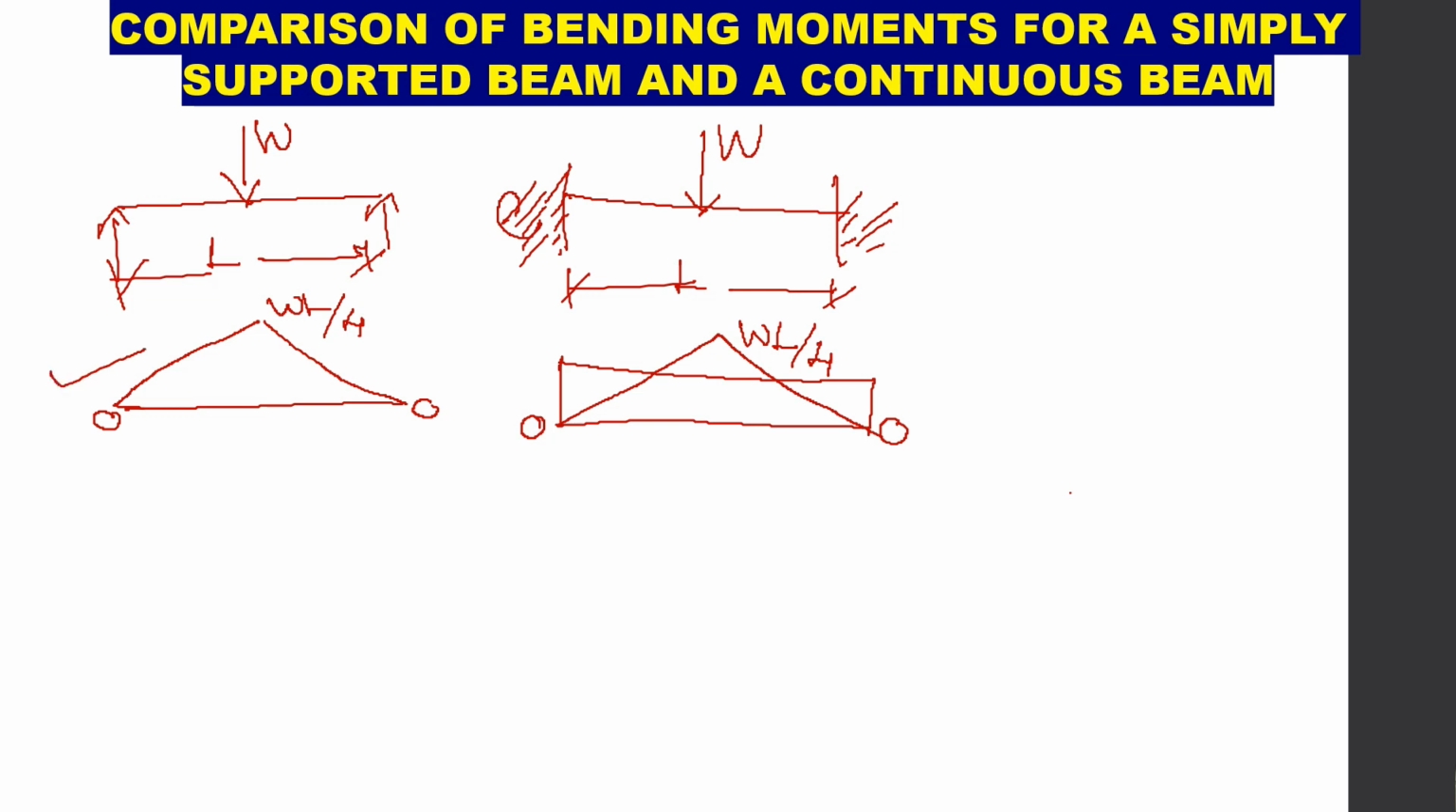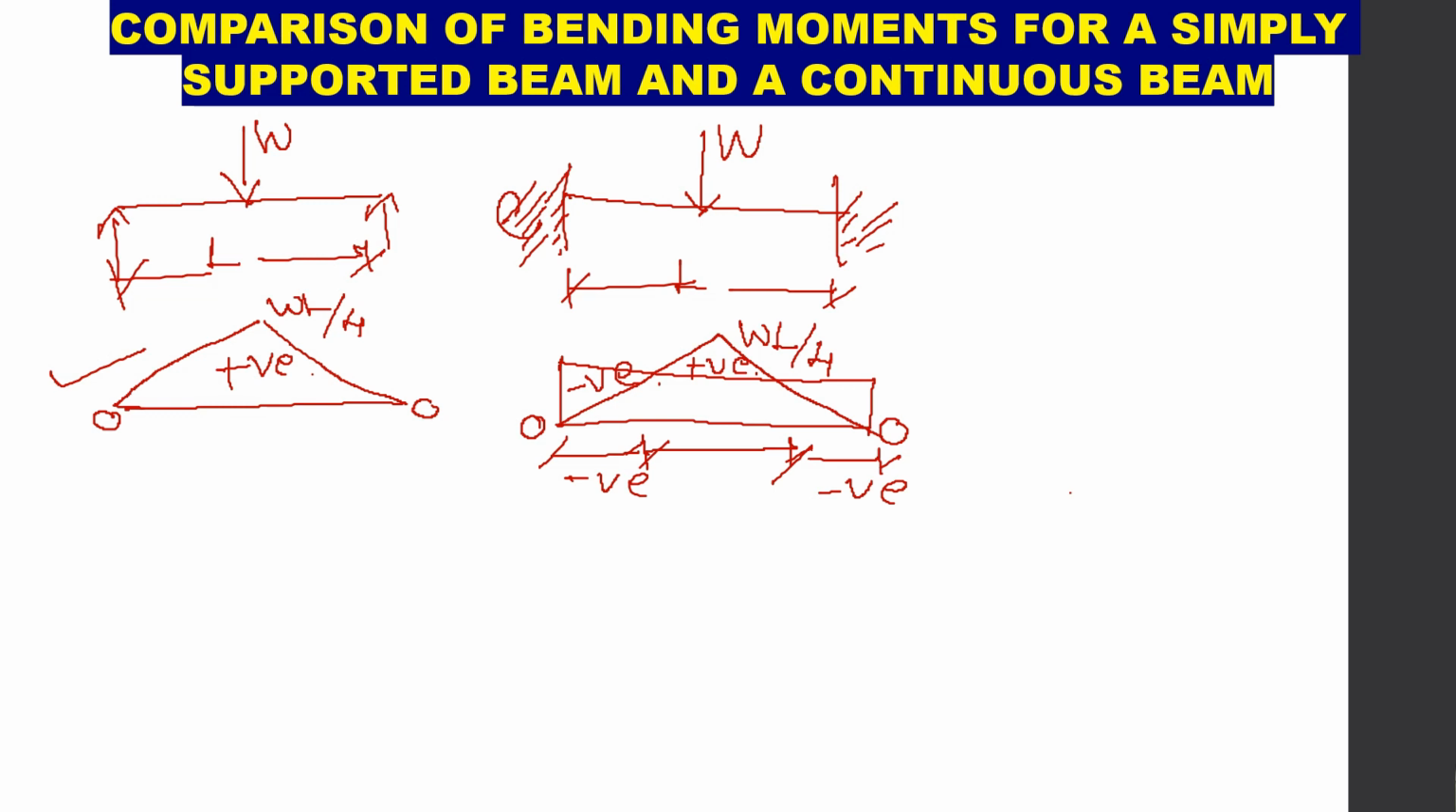In the first case, the bending moment is positive, whereas in the second case, the bending moment is positive as well as negative. So positive at the center and it is negative at the supports. So at the supports, due to the fixity or due to the restraints, we will have negative bending moments.